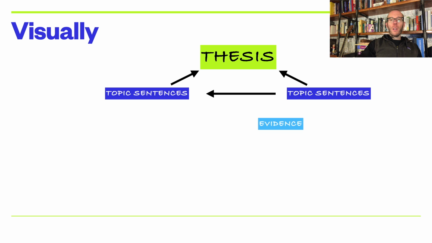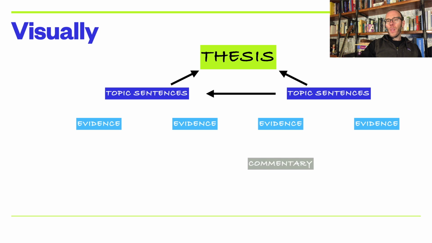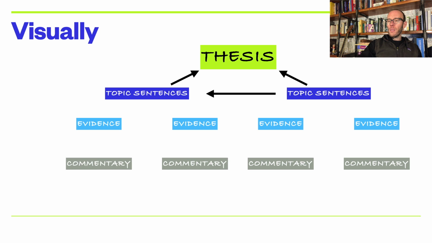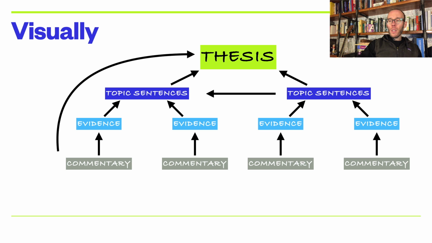All right, now in each paragraph, you have evidence. And again, I put 2 pieces of evidence here for each topic sentence, mainly for the sake of space. You could do more than that. And with all of this evidence, you have commentary. All right, and how does this all work? Right, the evidence supports the topic and the claims, and the commentary comes after the evidence and leads it back to the topic sentence. And in addition, it all leads back to the thesis.